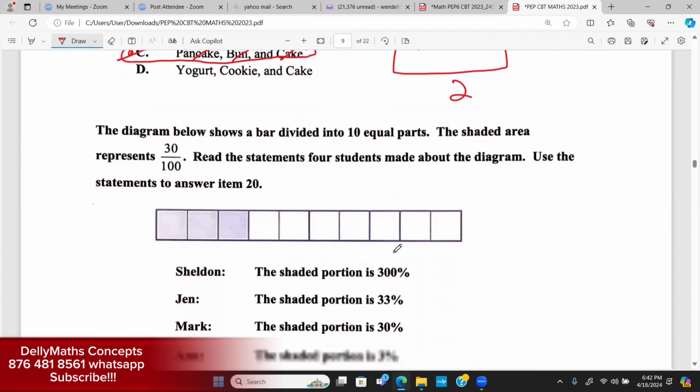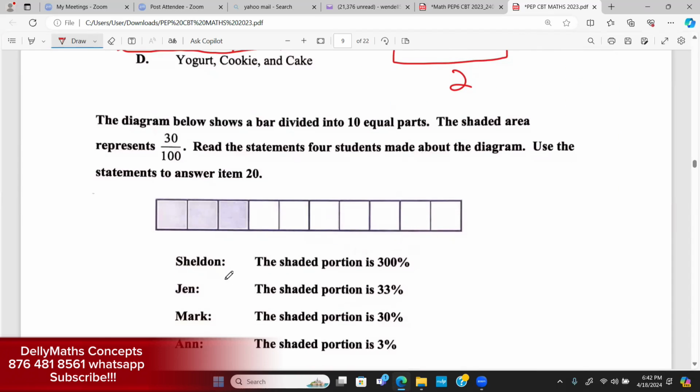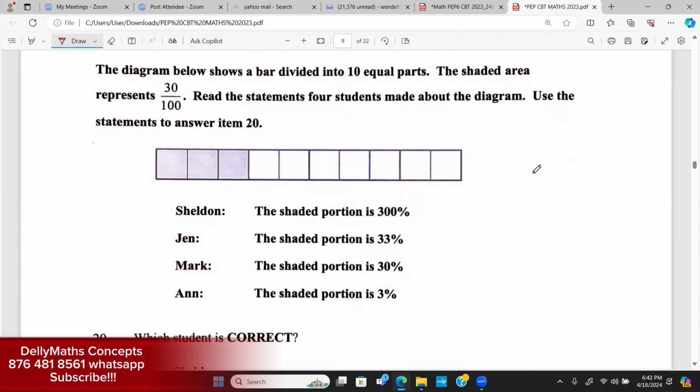So I'm moving on. For the next question, it says the diagram below shows a bar divided into 10 equal parts. The shaded area represents 3/10. So they're telling us that this shaded area is actually 3 out of 10. You could count 1, 2, 3, 4, 5, 6, 7, 8, 9, 10. So you're seeing that we got 3 out of 10. Sheldon, the shaded portion is, all right, so these are responses. Sheldon said this is 300%.